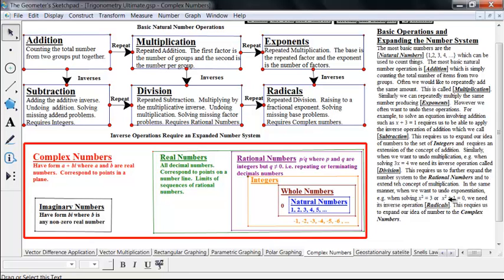But this one here, x squared plus 1 equals 0, says x squared equals negative 1. And we know if we square any real number, we either get a positive number or 0, but never a negative. And so this allows us to go out to a bigger system. Complex numbers include real numbers, and so that includes all these others. They're of the form a plus bi, where a and b are real numbers.